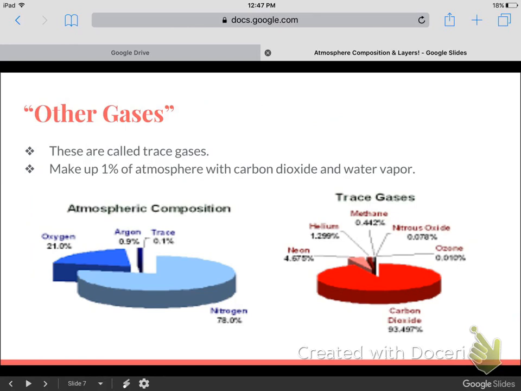Those 1% other gases that I'm talking about have a name, and the name we call them is trace gases because there's just a trace of them in the atmosphere. The pie charts below show you some examples like argon, methane, helium, neon, carbon dioxide. All of those other gases combined together make that 1% of trace gases.